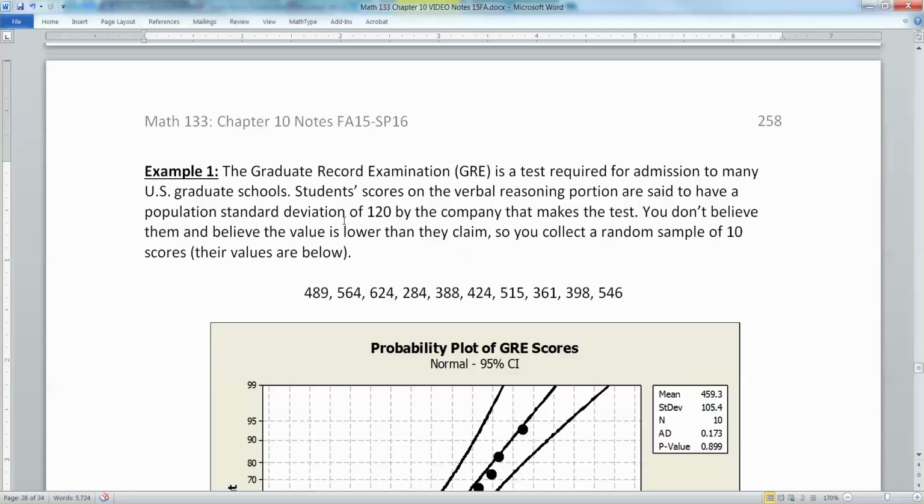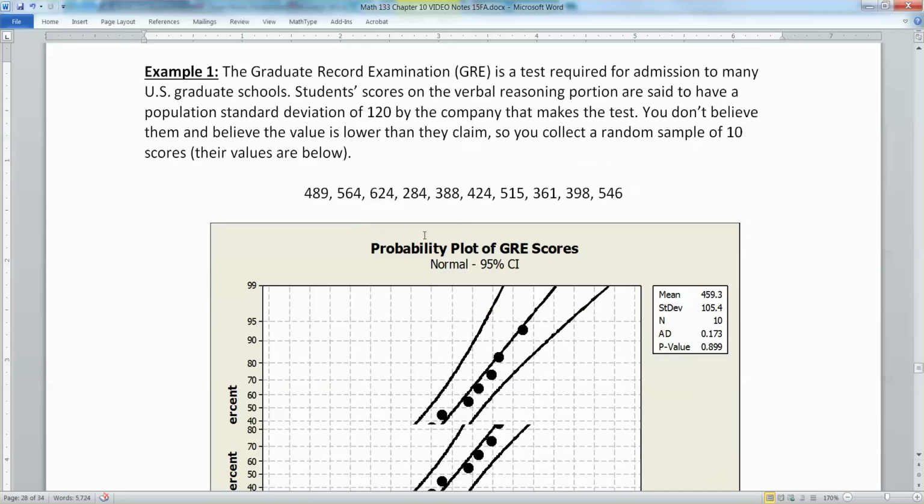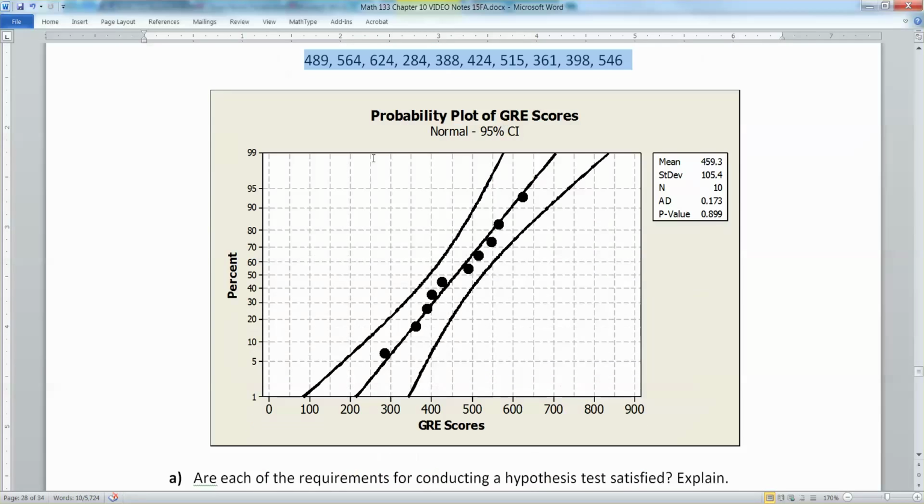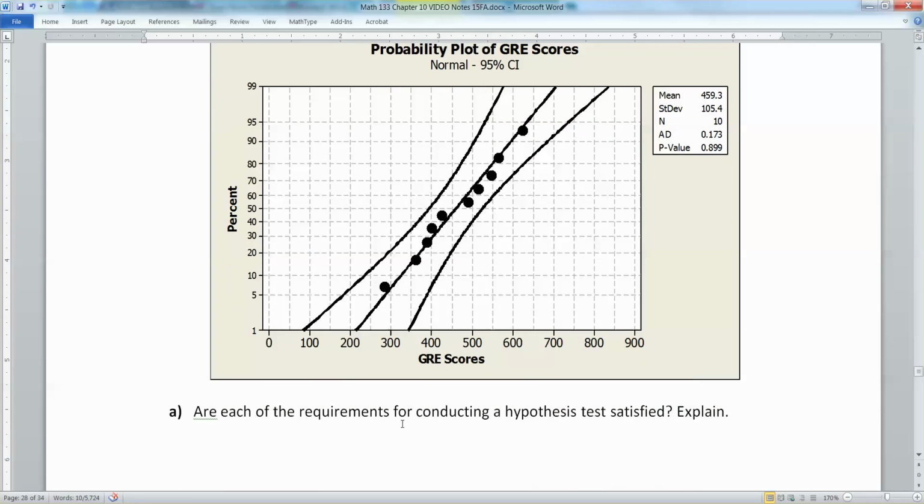You don't believe them, and you believe the value is lower than they claim. So you collect a random sample of 10 scores, and their values are shown below. So here are the values right there. And we have this lovely normal probability plot. So the first thing we need to determine is, are the requirements for conducting a hypothesis test satisfied?